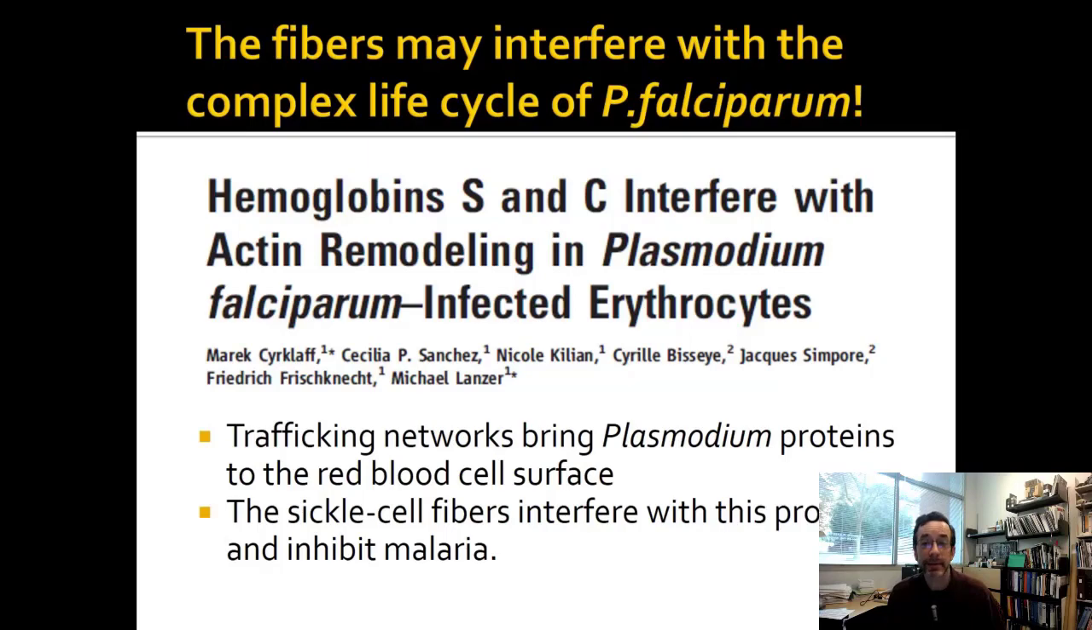Hemoglobins S and C, actually, is another sickle cell related allele, I believe. They actually will interfere with this process and make it harder for the malaria to reproduce inside the red blood cell. I think they have just enough of the fibrils forming that it gets in the way of the malaria, but not enough to cause the full-blown anemia.